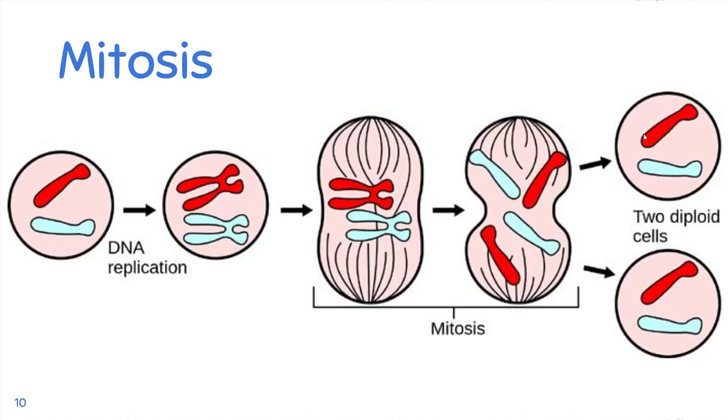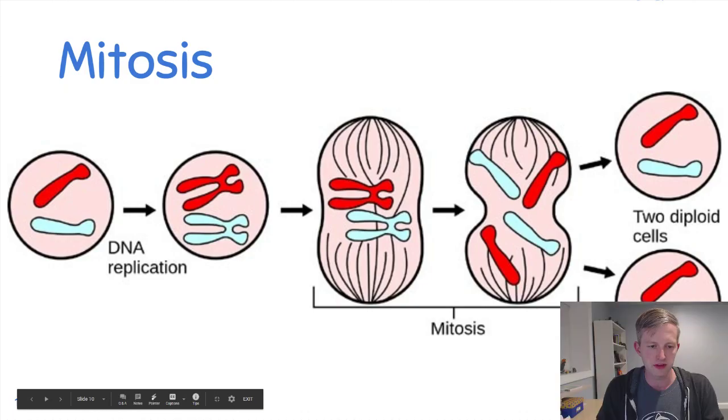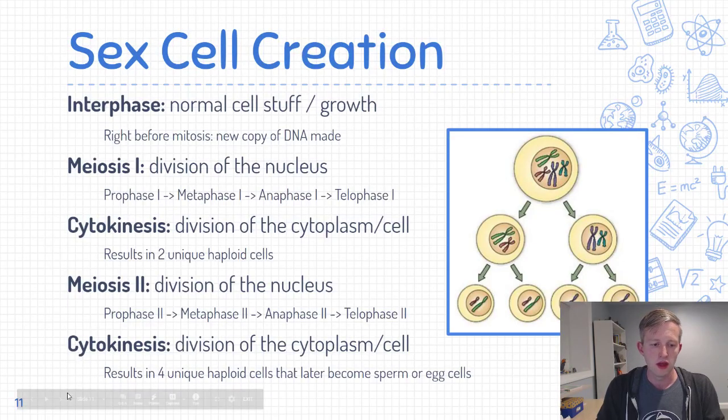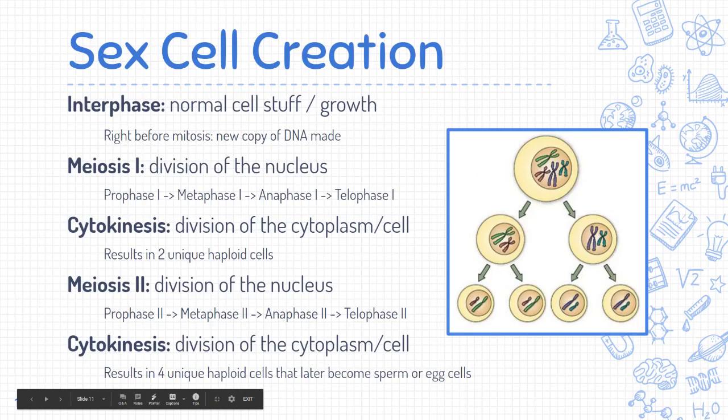And then in the end, if you look at the right-hand side versus the left-hand side, you'll see that you ended up with two cells that were exactly identical to what we started with. All right, and that's the whole point of mitosis. For sex cell creation, that's meiosis.